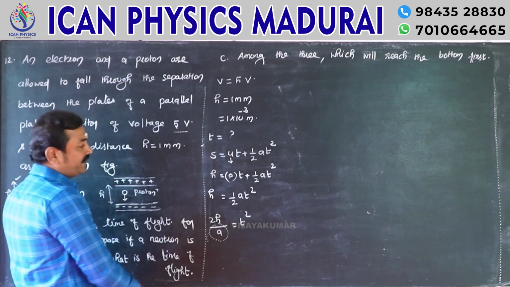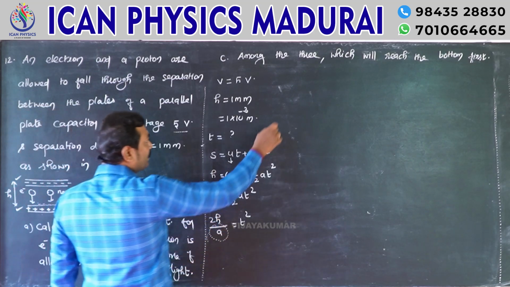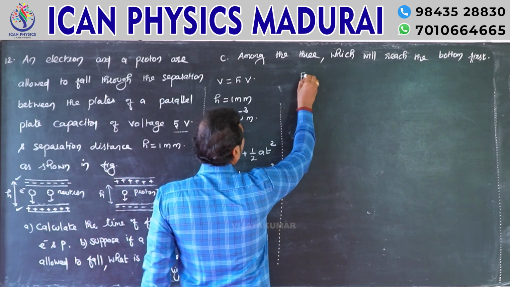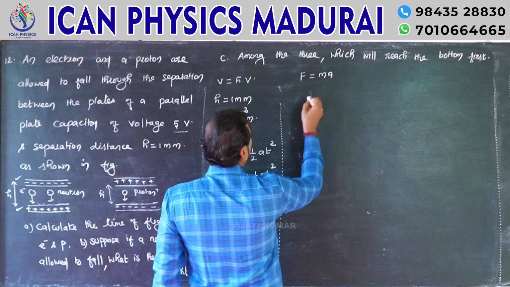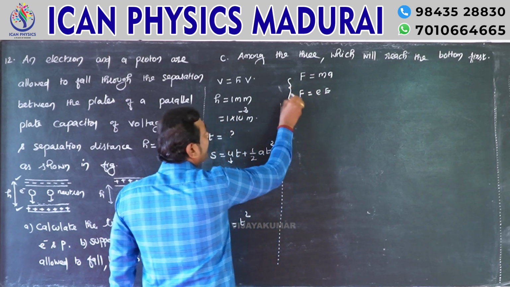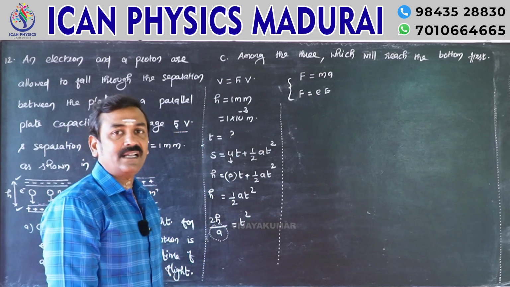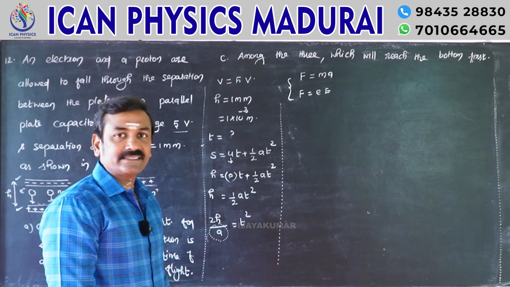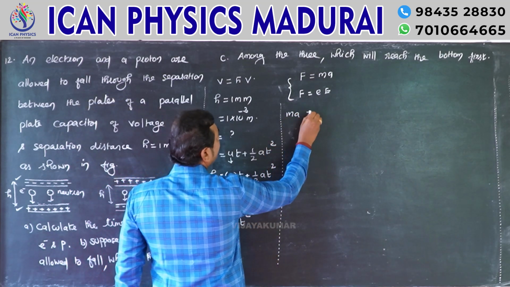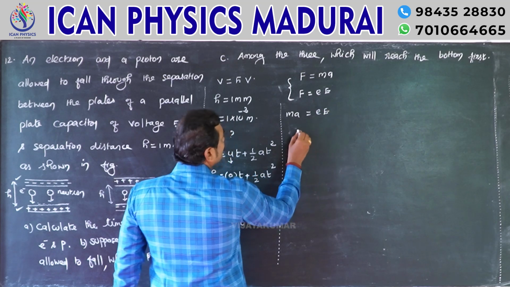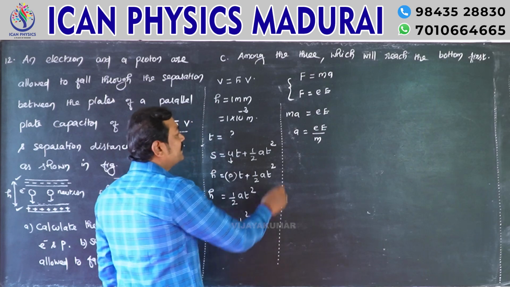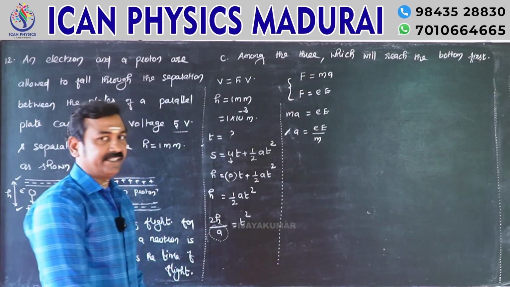But we have to calculate the value of acceleration. Okay. So, how can we calculate the value of acceleration? F equal to ma, F equal to eE. Comparing, the LHS are equal, so automatically the RHS are equal. Then, ma equal to eE. So, a equal to eE by m. Thus we can calculate the value of acceleration.